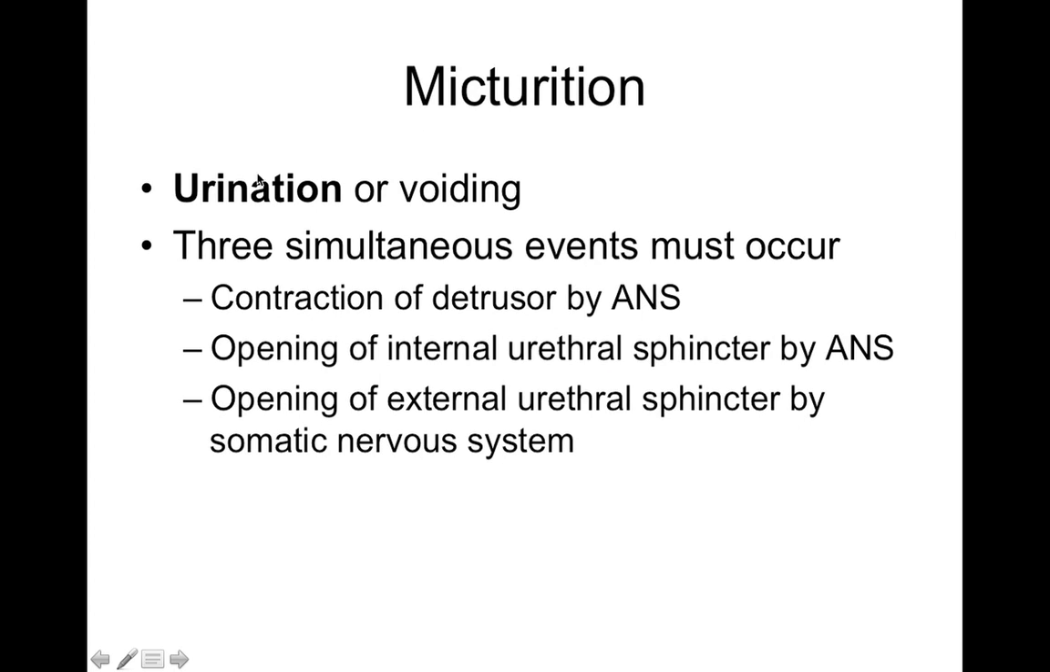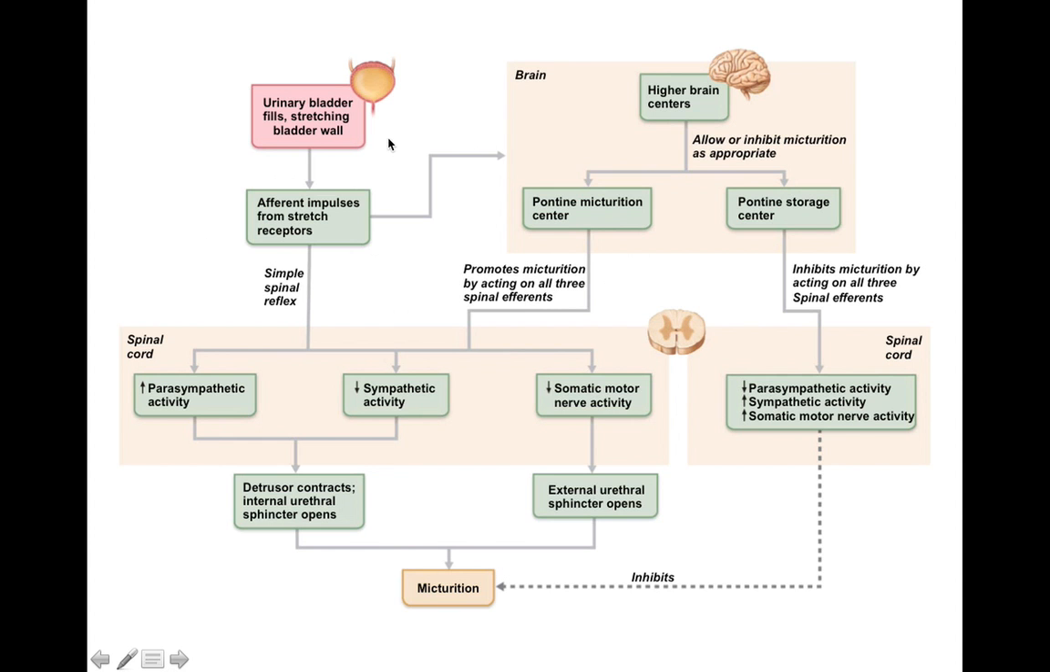Now, micturition is called urination or voiding. It involves 3 simultaneous events. For one, you need contraction of the smooth muscle of your bladder, the detrusor muscle, which is under autonomic control. Two, you need opening of the internal urethral sphincter and opening of the external urethral sphincter. So it involves autonomic and somatic or conscious systems in order to void or micturate.